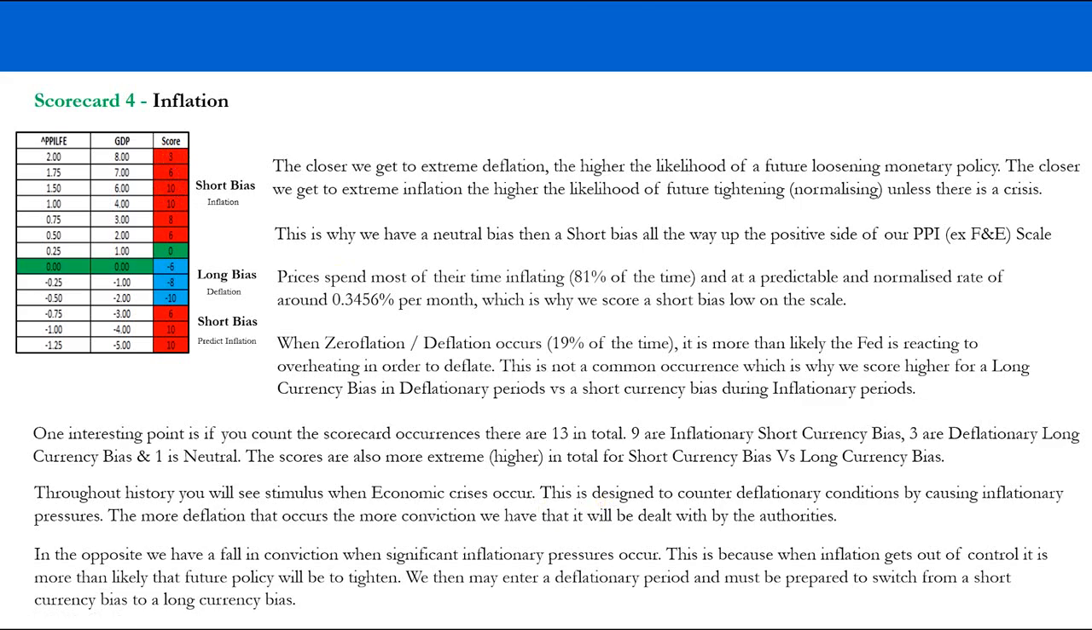That's because when inflation gets out of control, it's more than likely that the future policy from central authorities, the Fed, will be to tighten. And we then may enter a deflationary period, and we have to be prepared to switch from here to here, so from a short currency bias to a potential long currency bias. So again, we're trying to be flexible here as traders analyzing the macro data. We systematically score it and we try to be objective in our bias.